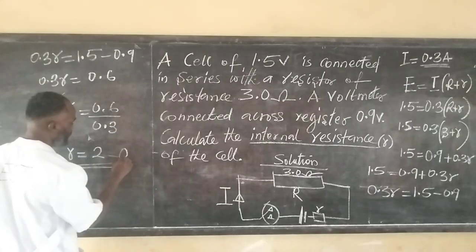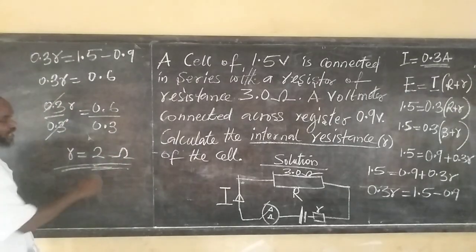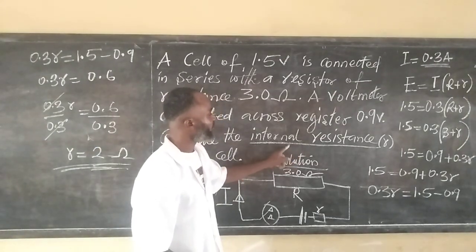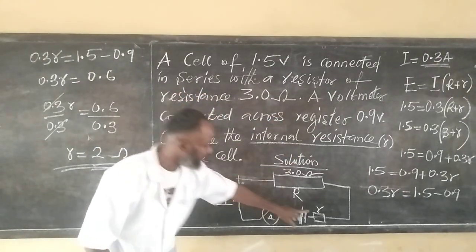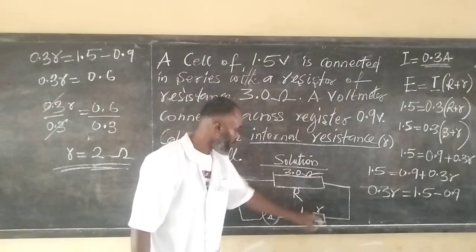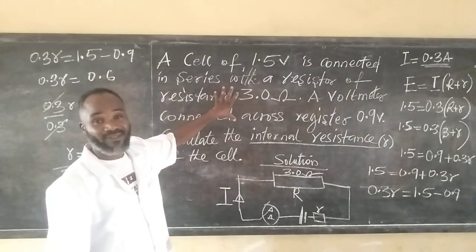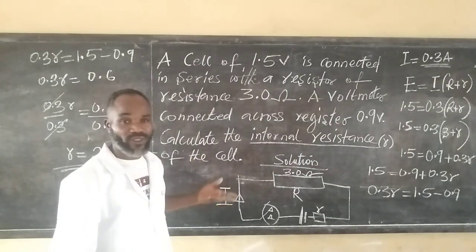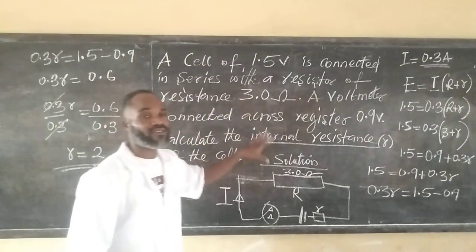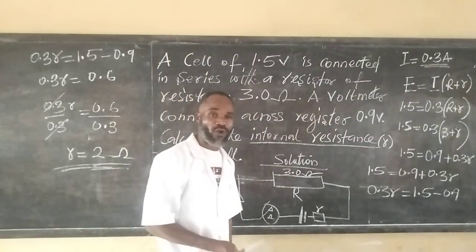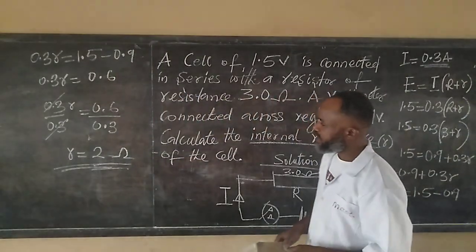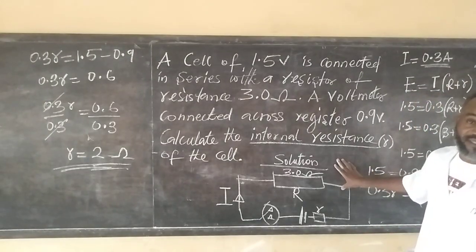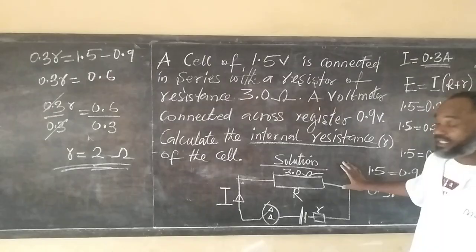We have now successfully found the internal resistance of this circuit. So this r has been found according to the question given. This is indeed a standard question, a WAEC question, NECO question, JAMB question. If you don't understand this, you can drop a comment in the comment section, and we'll discuss it further from there. That is how to find the internal resistance of a cell.